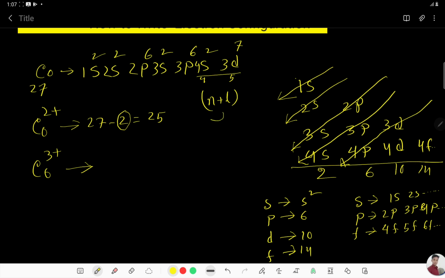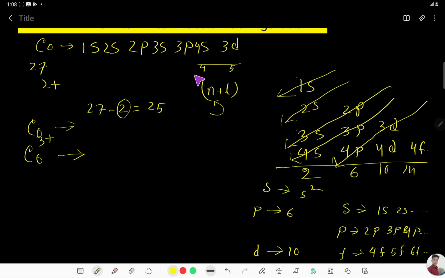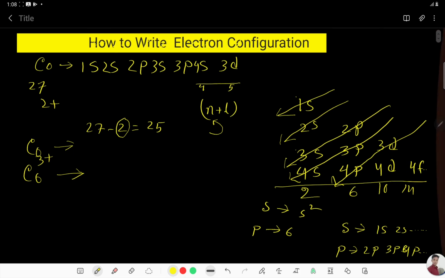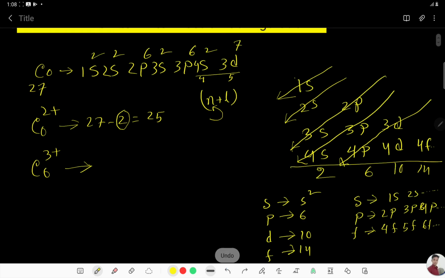At first we will consider the highest value of n. So here the highest value of n is equal to 4. So for cobalt 2 plus, the 2 electrons will go from the 4s subshell, right? So this is the electron configuration of cobalt 2 plus. This is right.